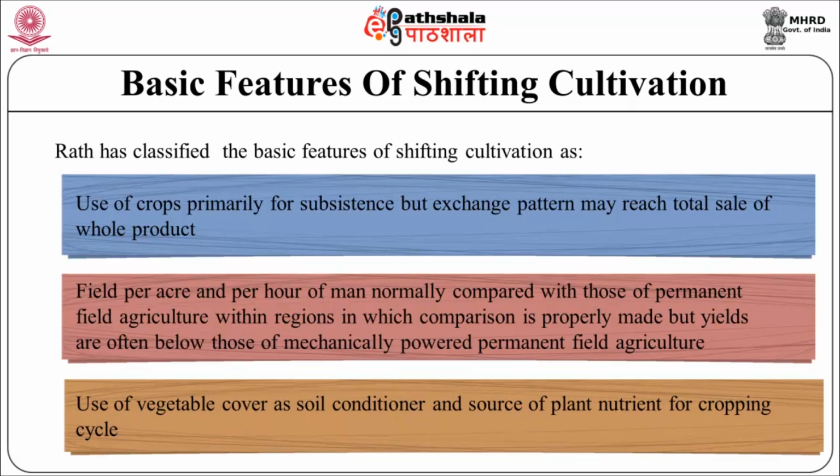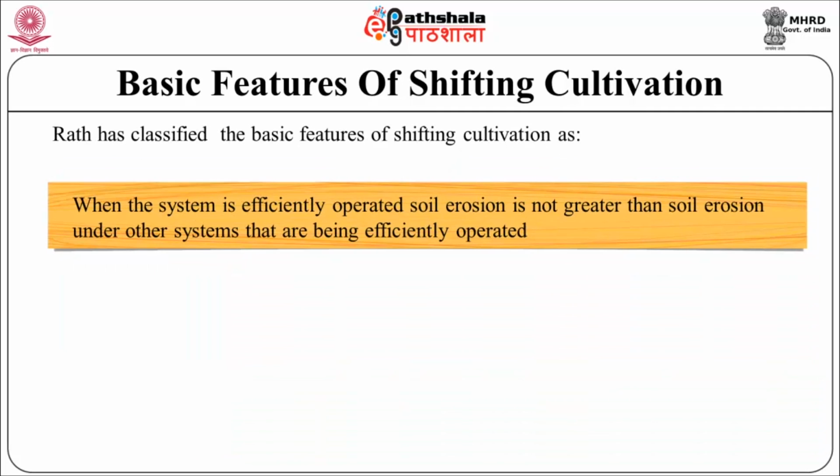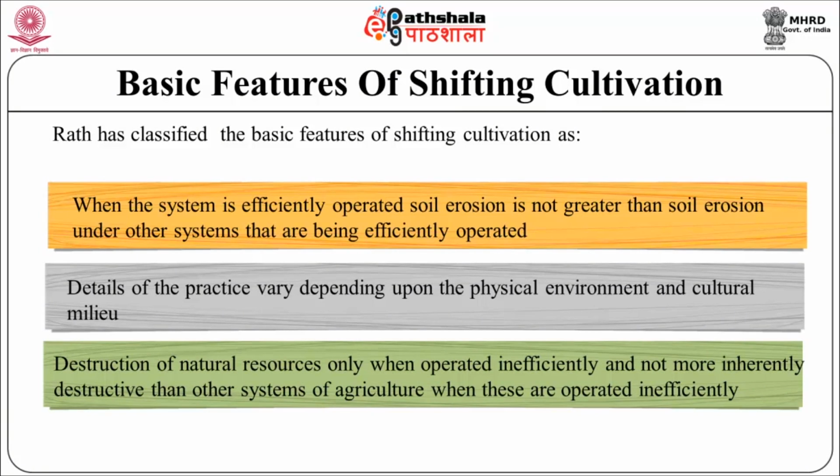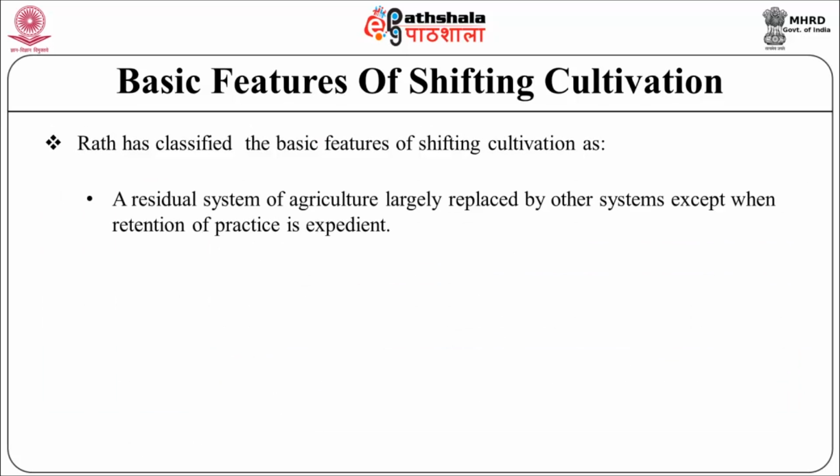The next feature is the use of vegetable cover as soil conditioner and source of plant nutrient for the cropping cycle. When the system is efficiently operated, soil erosion is not greater than soil erosion under other systems that are being efficiently operated. The details of the practice vary depending upon the physical environment and cultural milieu. There is a destruction of natural resources only when operated inefficiently, and it is not more inherently destructive than other systems of agriculture. It is a residual system of agriculture largely replaced by other systems except when retention of the practice is expedient.